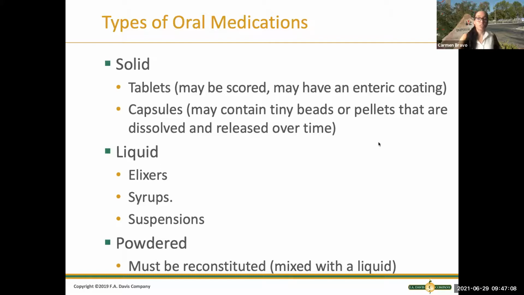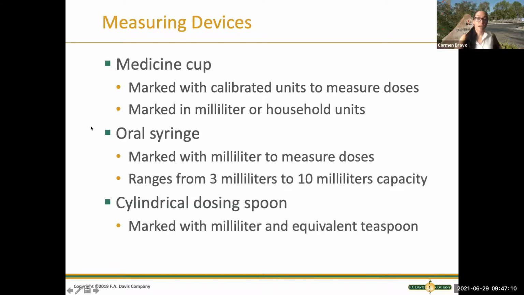Now let's talk about the different measurement devices that we have. We have the typical medicine cap that we get. The medicine cap has the calibration there, so you can see ounces and milliliters. It's also marked in household units, so you can see if it's 1 teaspoon, 2 teaspoons. I'm sure you guys have seen this. The oral syringe: if you have a kid, they might give you the medication and then give you the syringe as well, so that you can administer the medication easier.